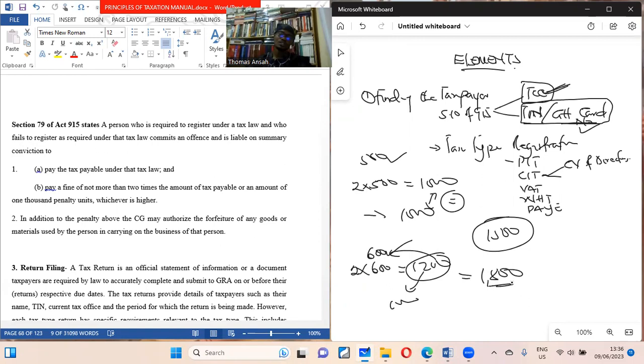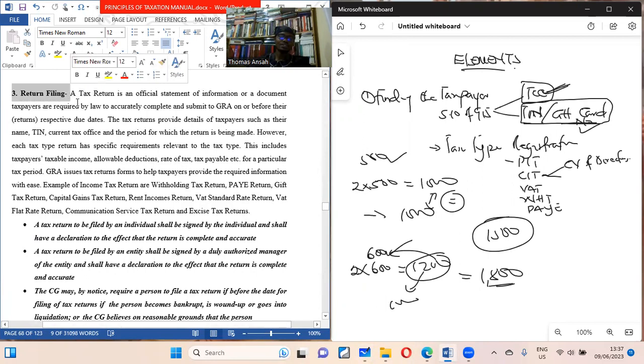Now, another thing that they use to identify the taxpayer is what we call return filing. You file your return. All these things that we are doing, bear in mind that it is highly examinable, so your understanding of it helps you.